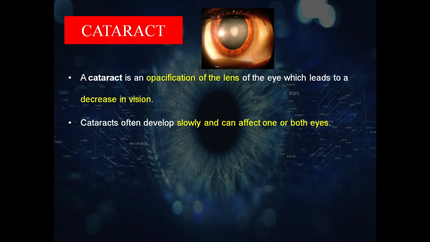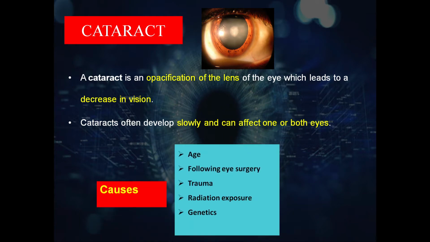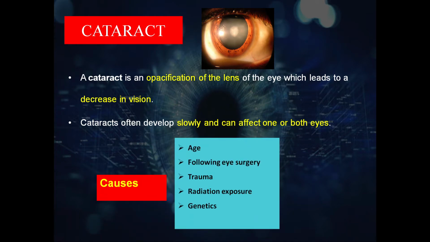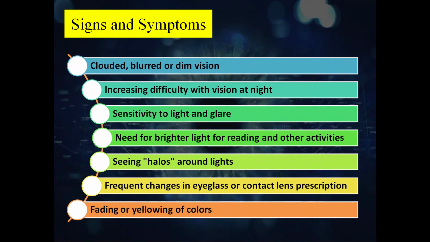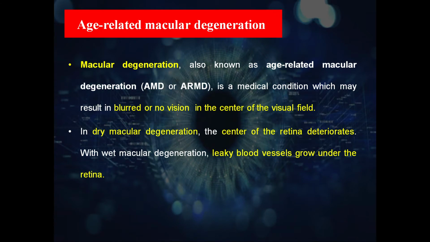Cataract is an obscuration of the lens, which leads to a decrease in vision. Cataract often develops slowly in one eye or both eyes. Age, falling, eye surgery, trauma, radiation exposure, and genetic problems can cause cataract. Symptoms: cloudy, blurred, dim vision, sensitivity to light or glare, seeing halos around lights, fading or yellow color vision, and so on.